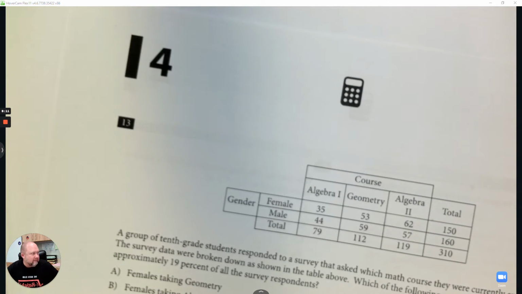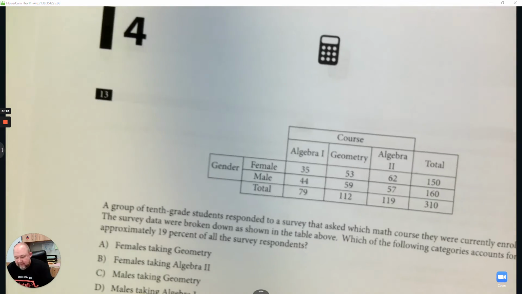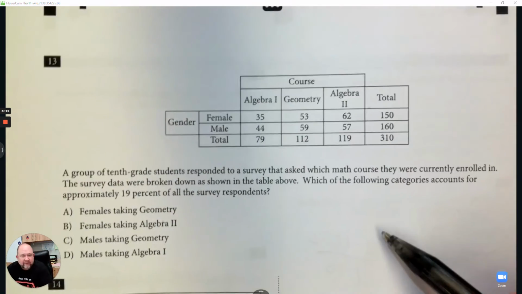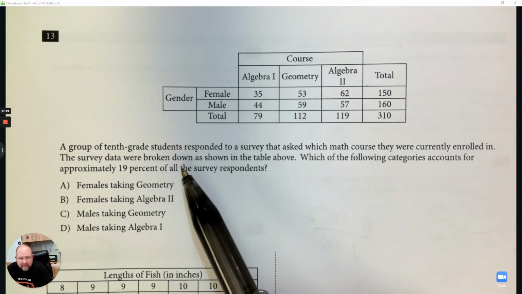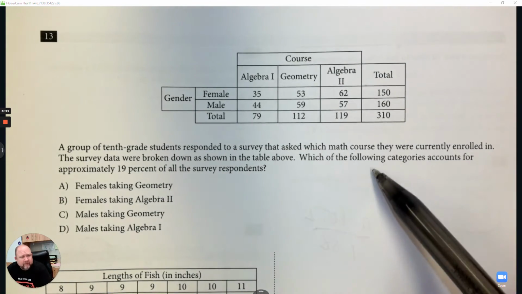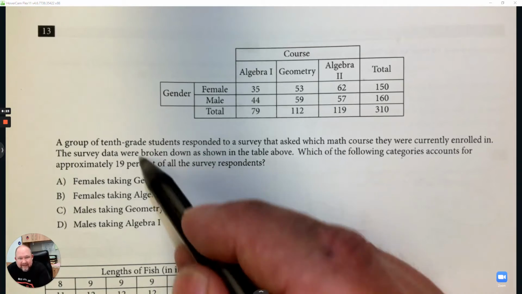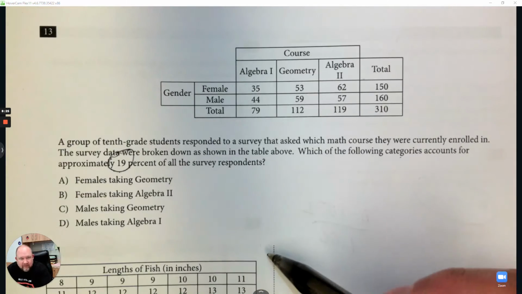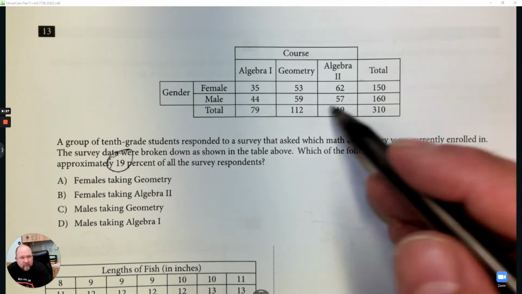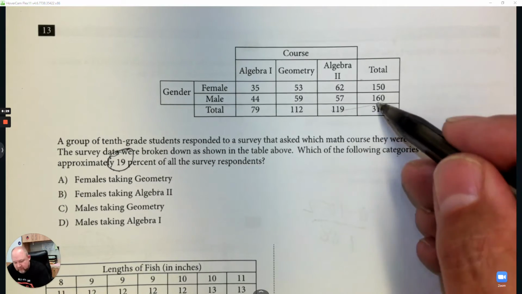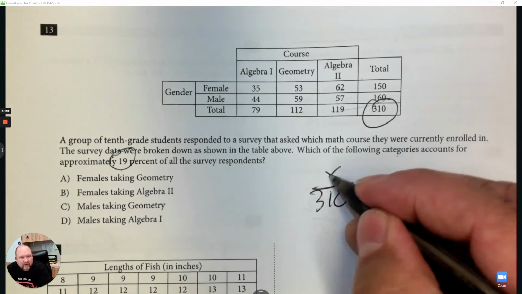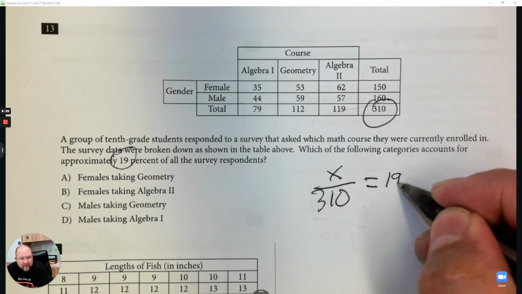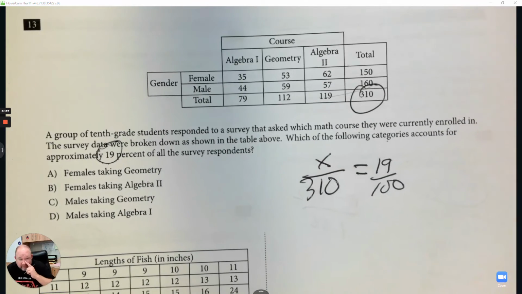Number 13. A group of 10th graders respond to a survey asking which math course they are currently enrolled in, and you can see it. The survey data is broken down as shown above. Which of the following categories accounts for approximately 19% of all respondents? So the total of all respondents is 310. I want to know when I divide that, the answer is 19%. That's what I want to figure out.